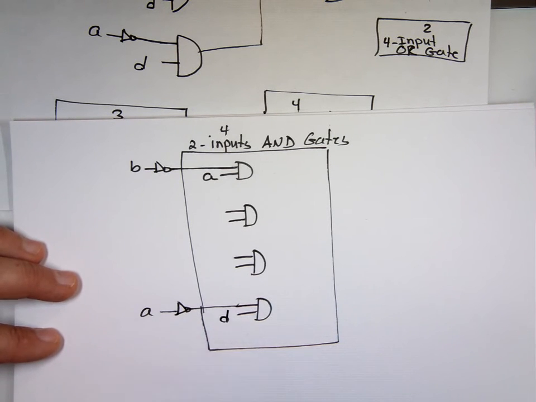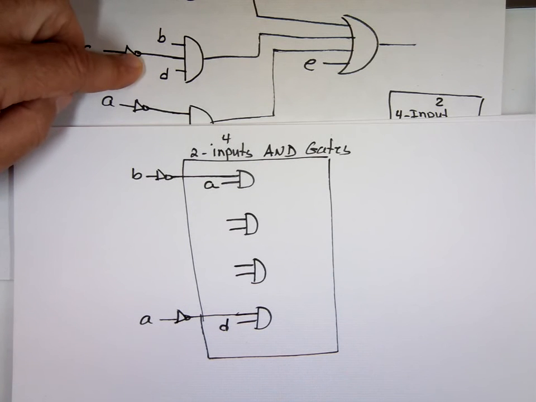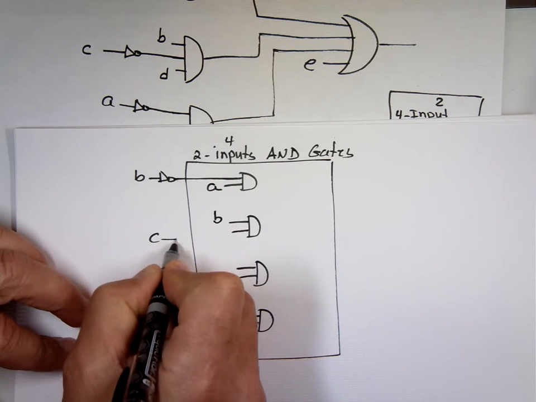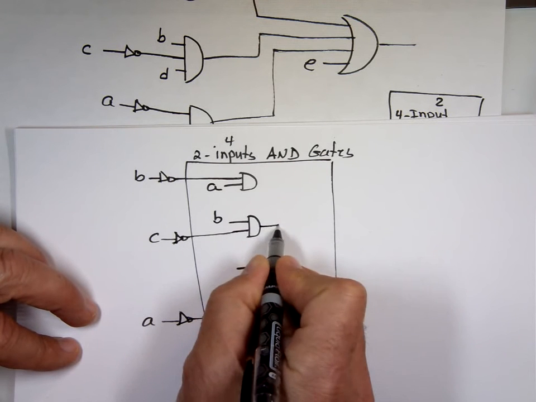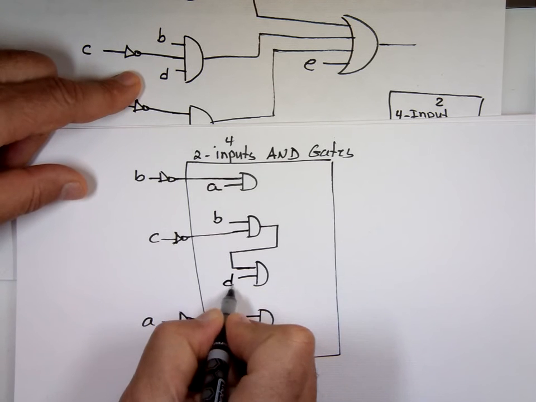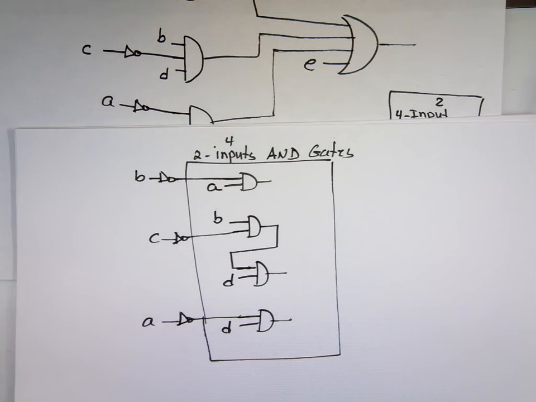Yep. And let's see this one. I can take B here. I can take C. Take the result and add it with the D. And now I got my 3 input AND gate by doing this. So now I managed to eliminate the 3 input AND gate and use the 4 2 input AND gate chip.